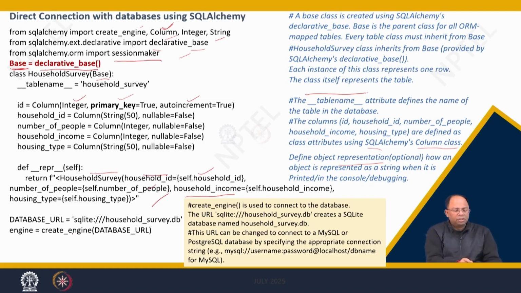Now database_URL is equal to sqlite:///household_survey.db. This is where we are creating the engine: engine equal to create_engine(database_URL). The create_engine command is used to connect to a database, right? That's the command which we usually give to connect to a database in SQLAlchemy, and the URL is given, which is sqlite:///household_survey.db.